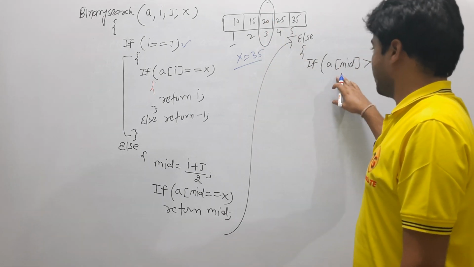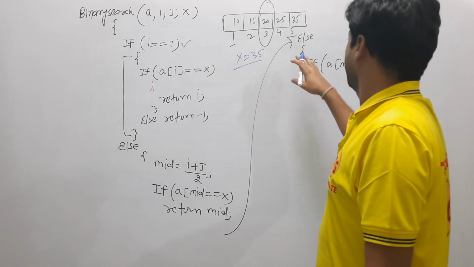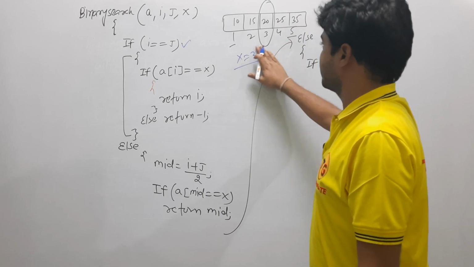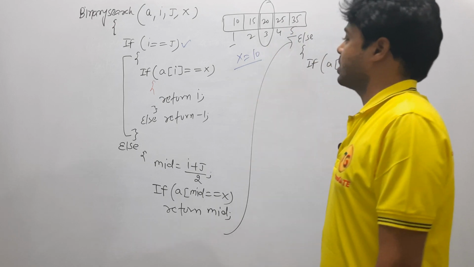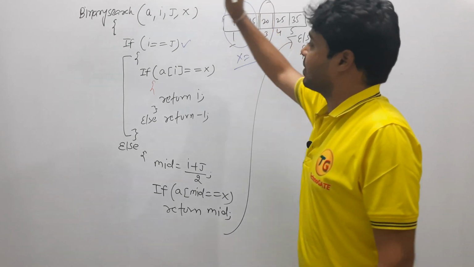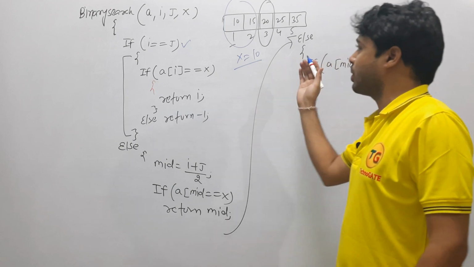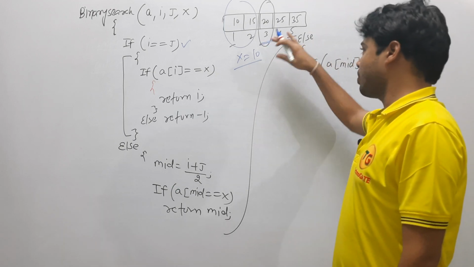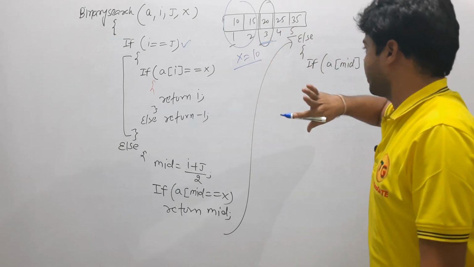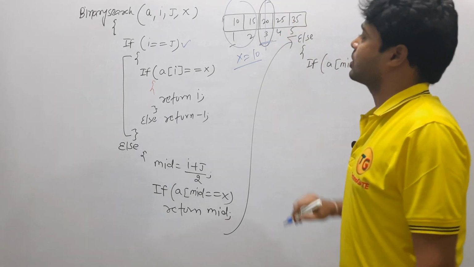If A[mid] is greater than x, suppose that we want to search 10 here. So we have to check only the left-hand side part. At a time we have to go either left-hand side or right-hand side, only one direction. Either we go to the left or we go to the right. Only half of the array is skipped every time.